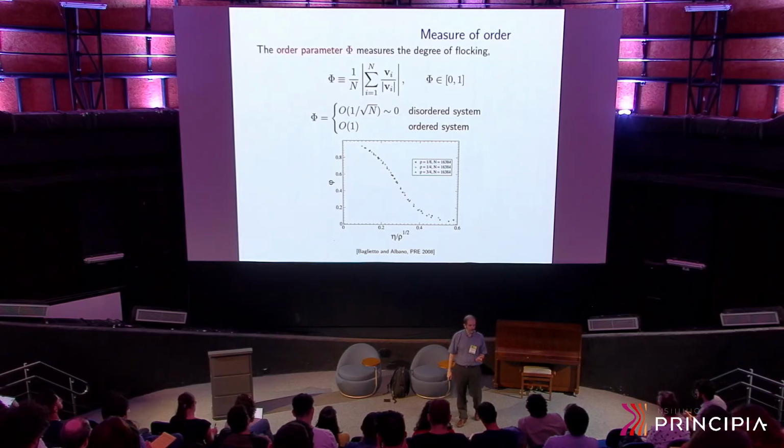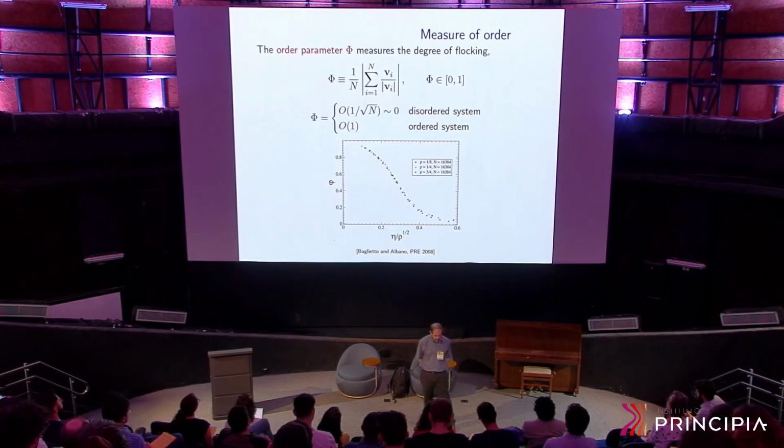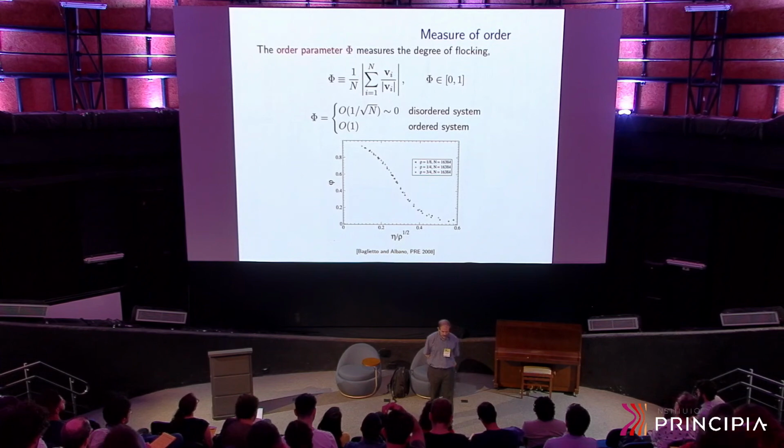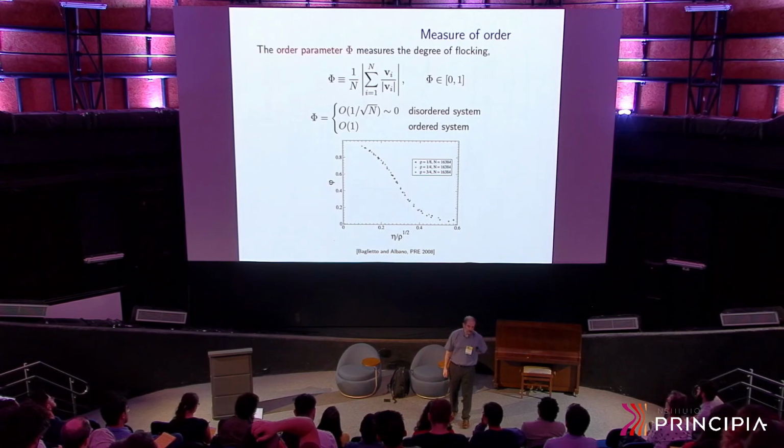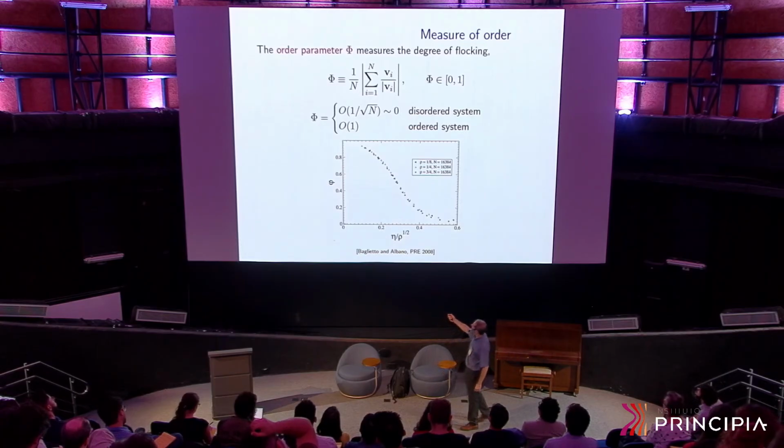Okay, so you will implement this model in the exercise session if you wish. And what you can see with this model is that depending on the amount of noise, the model will give you ordered motion. So to measure order, you have to define an order parameter.